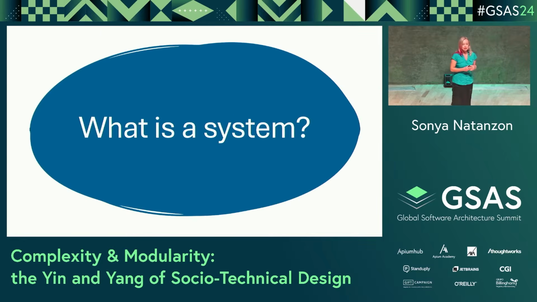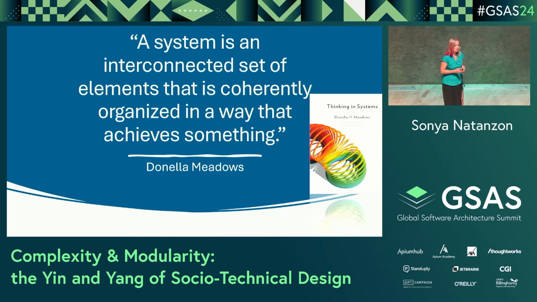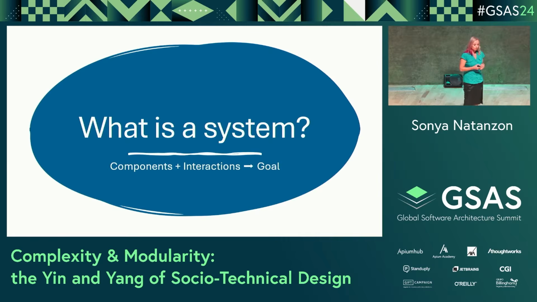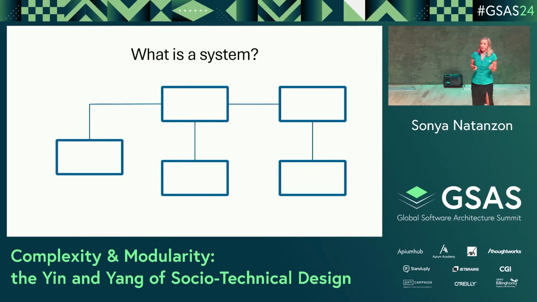But before we go on, let's agree on what a system is. This is a great definition by Donella Meadows from her book, Thinking in Systems. She defines it as an interconnected set of elements that are coherently organized in a way that achieves something. In other words, a system has a set of components that interact to achieve a goal of that system. By that definition, systems are all around us. More importantly, in our domain of software engineering, we both interact with and design systems at every level of abstraction.